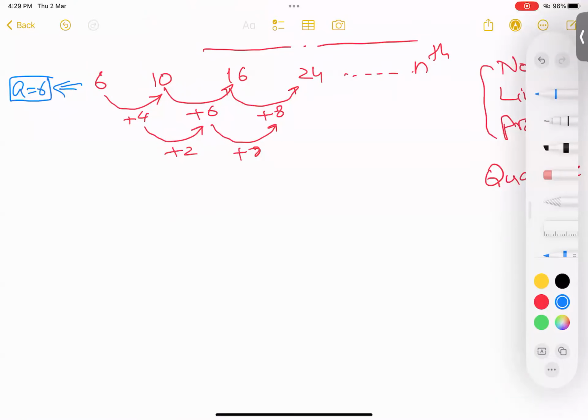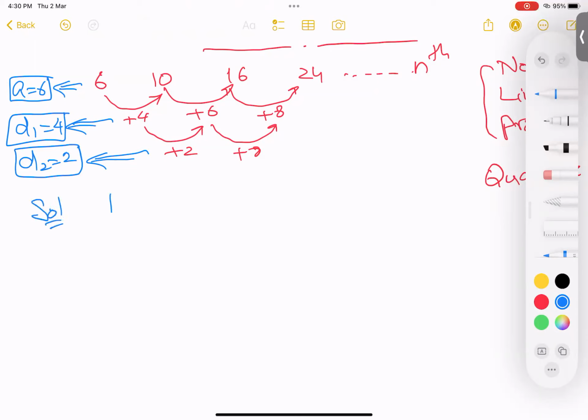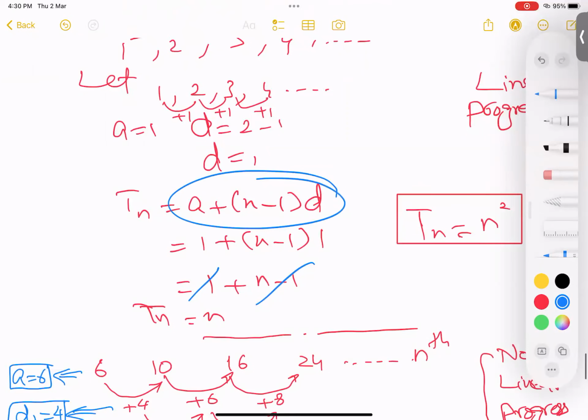As you know, this 4 is called D1. This 2 is called D2. This is something new I'm going to teach, so get ready for it. The formula to start the solution is Tn equals A plus (n minus 1) times d. This much you know, students.